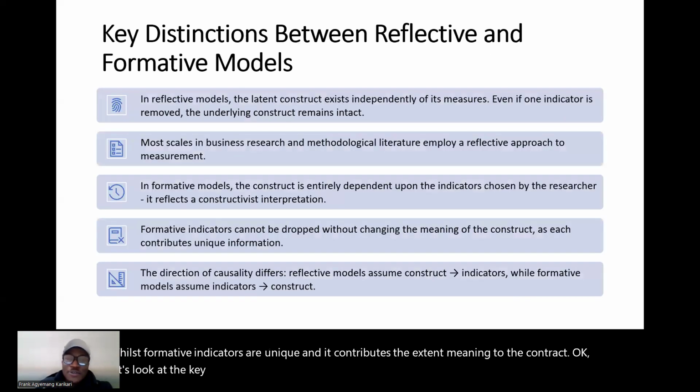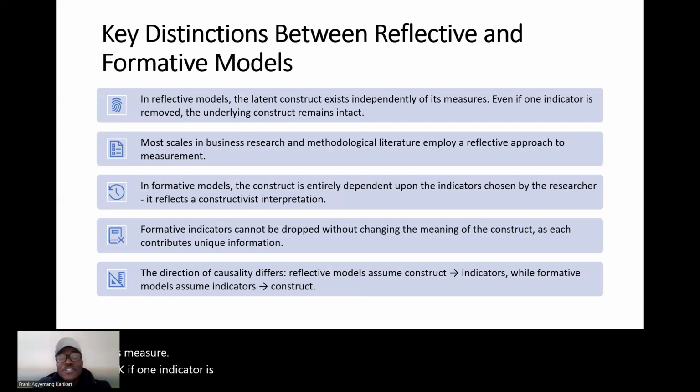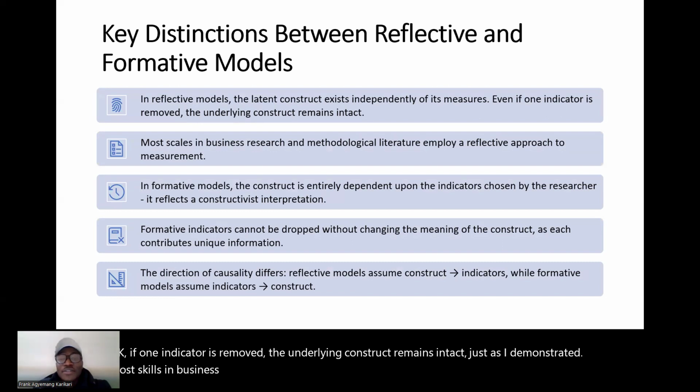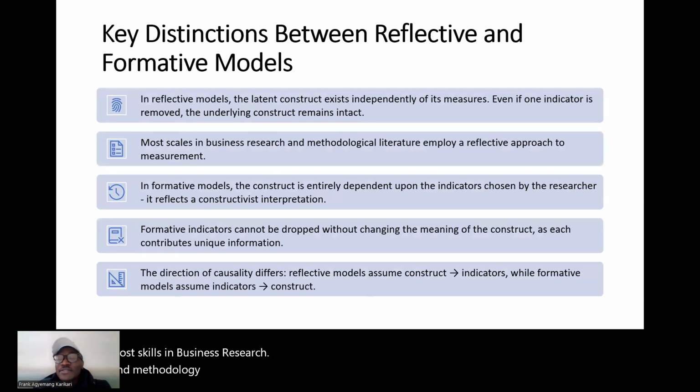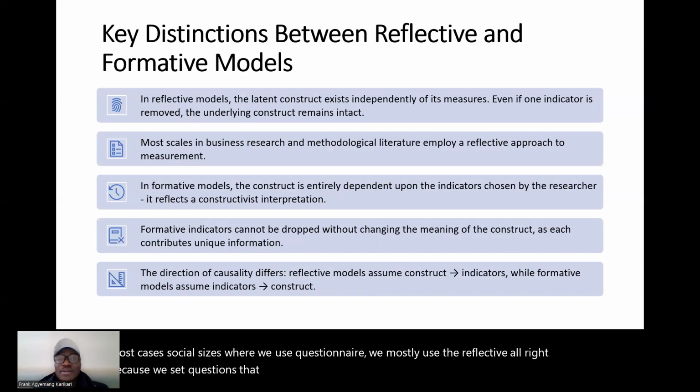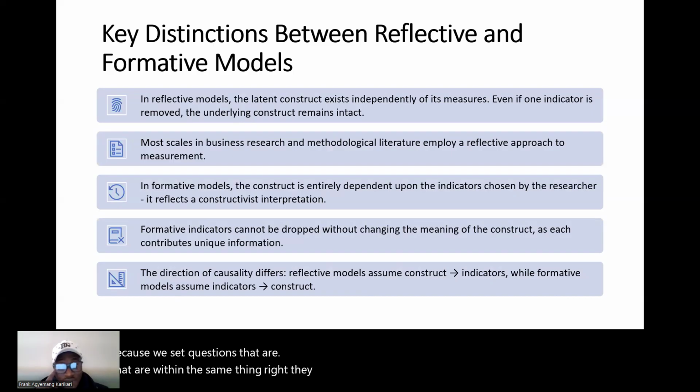In a reflective model, the construct exists independently of its measure, okay? If one indicator is removed, the underlying construct remains intact, just as I demonstrated. Most scales in business research and methodological literature employ a reflective approach to measurement. So in most cases in social sciences, where we use questionnaires, we mostly use the reflective, right? Because we set questions that are within the same theme, right? They are within the same themes.